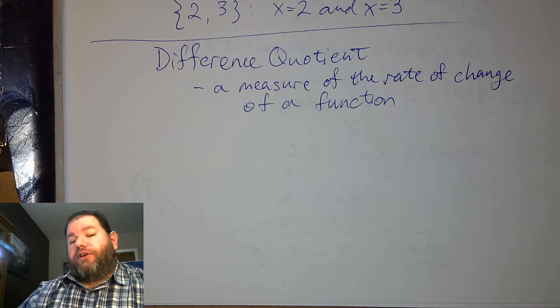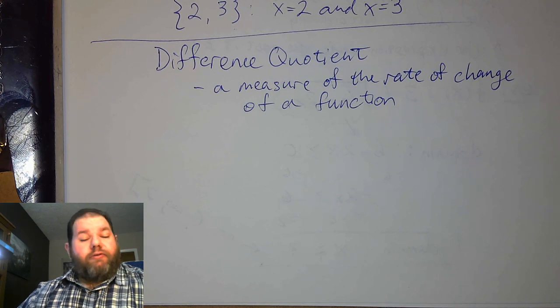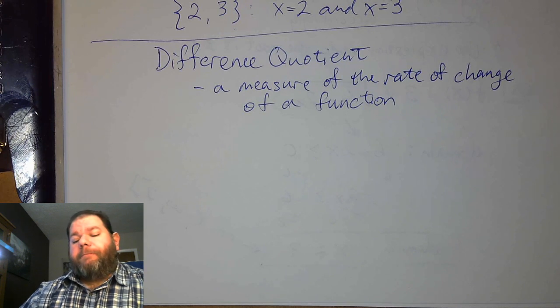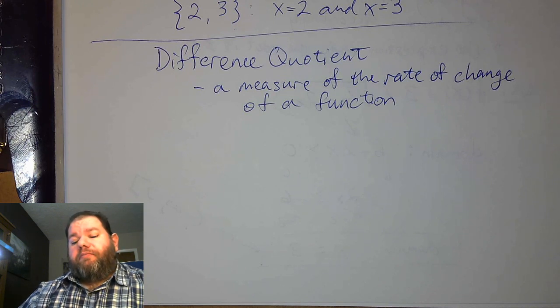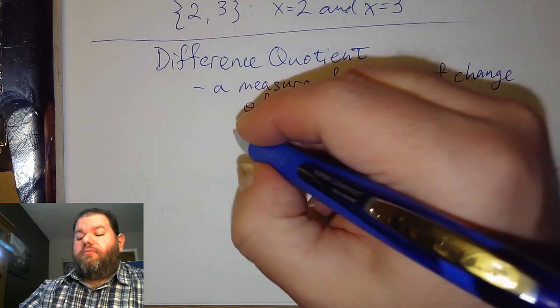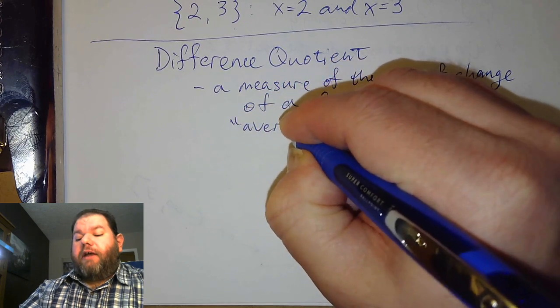But the way we utilize it in later courses is to establish just the rate of change itself. Actually, in calculus, we'll use the difference quotient to indicate an instantaneous rate of change. Like, how quickly is the variable changing at this moment that we're interested in. Let me write down average rate of change.